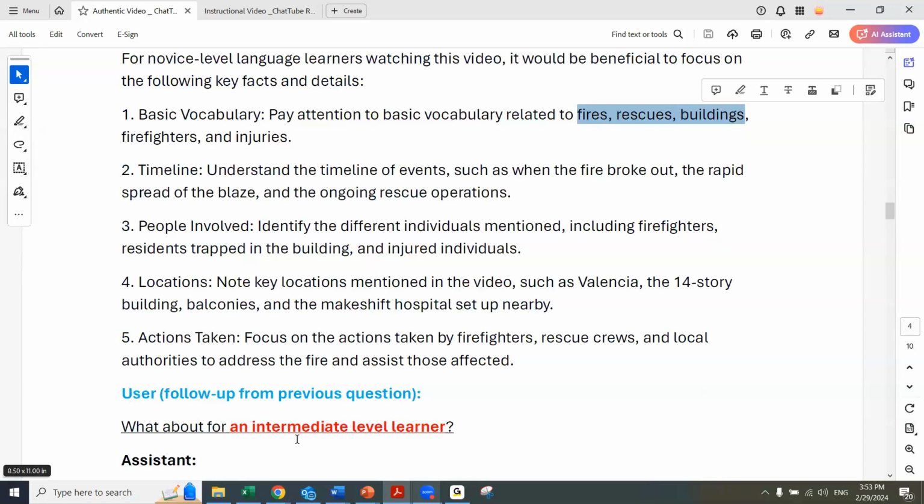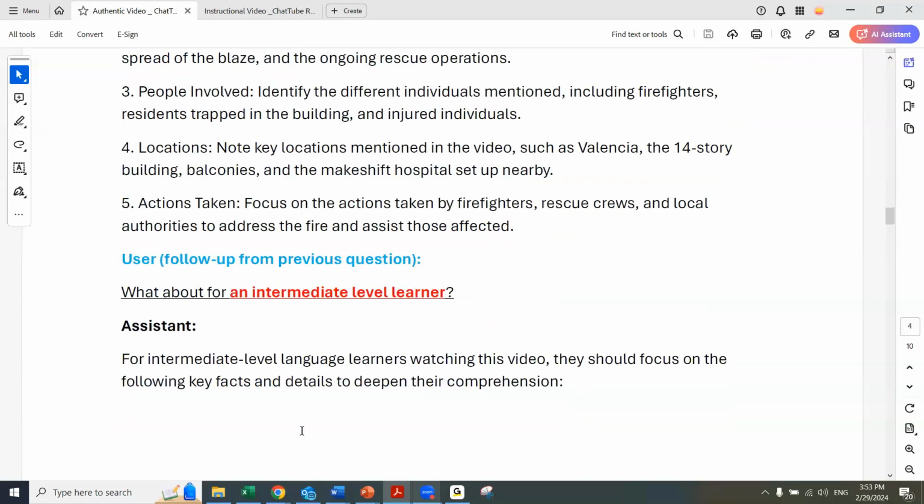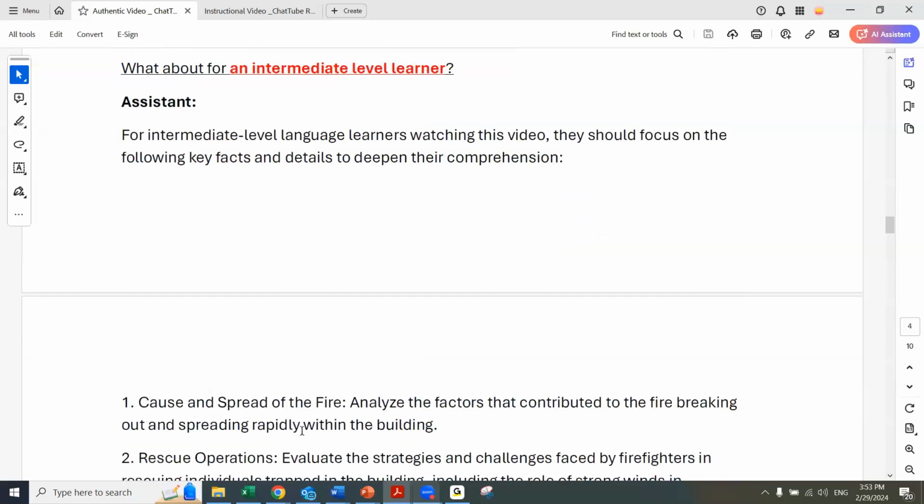And now let's see if there will be any difference if I ask that same question for an intermediate level learner. So I just ask, what about for intermediate level learner? So here is the answer.